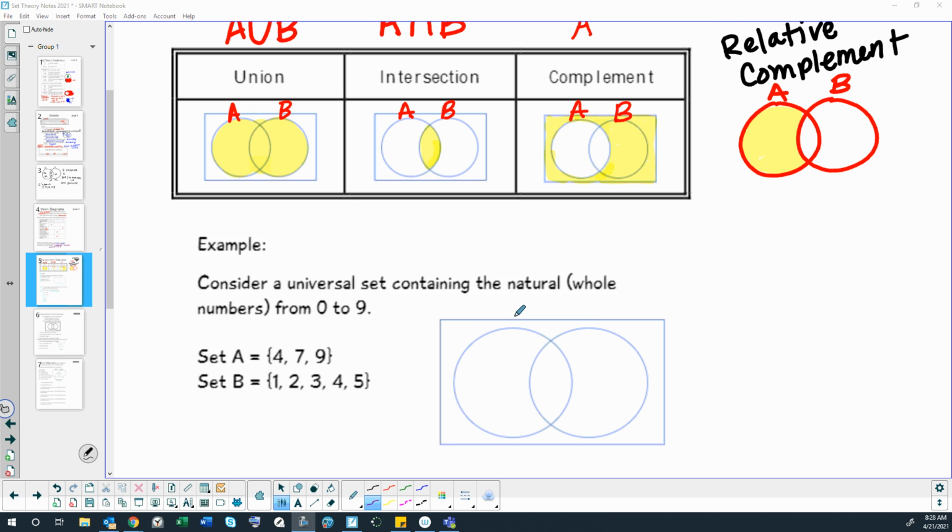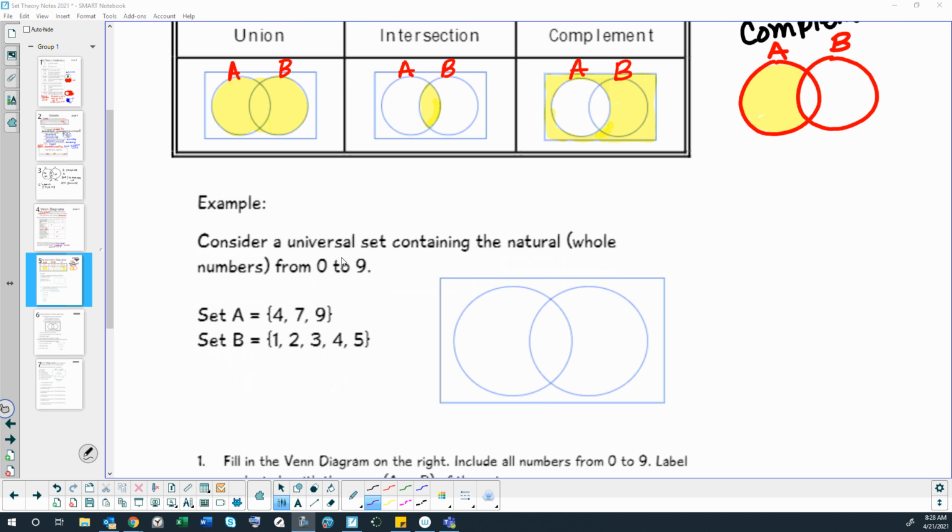All right, quickly we're going to look at another example. Consider a universal set containing the whole numbers from 0 to 9. For some reason it says natural numbers, but technically those would be the whole numbers, when natural numbers are like 1, 2, 3, 4. The difference between natural numbers and whole numbers is that whole numbers start at 0. So 0 to 9.